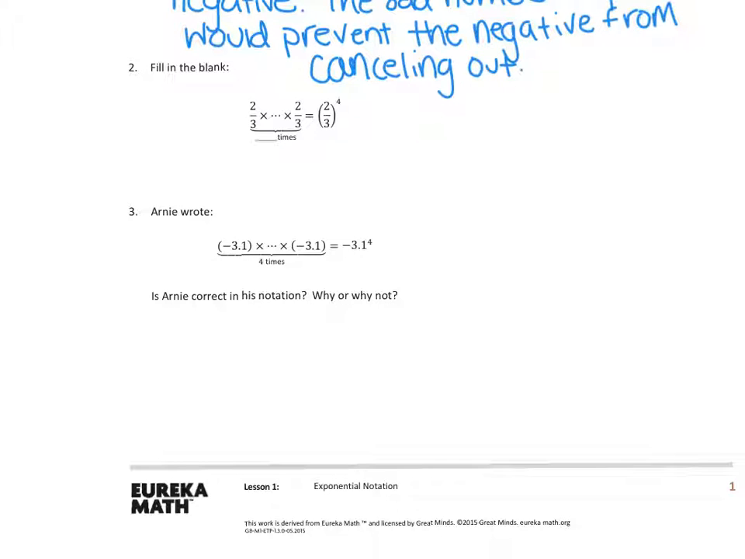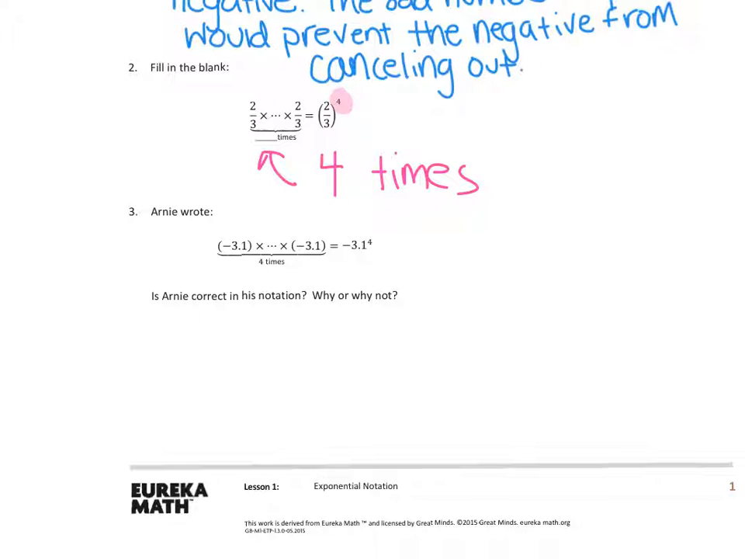Question 2 is pretty simple. It just says fill in the blank. Based on question 1, where it said 35 times written below, here, although it's kind of small, it would be 4 times. And that is because the exponent right here is a 4.